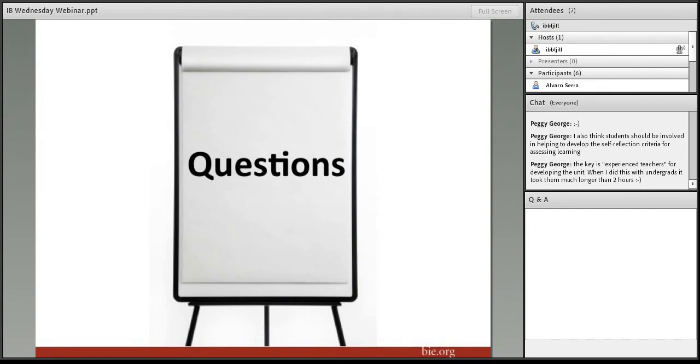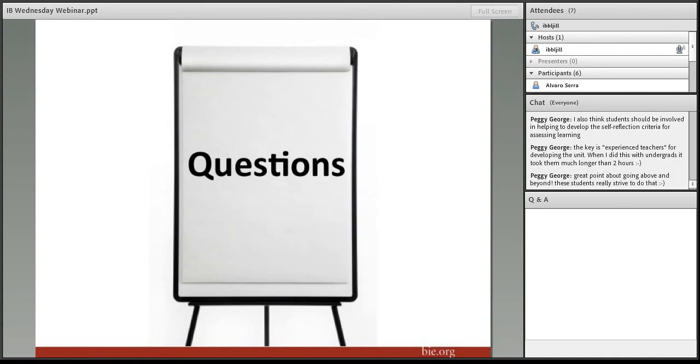So yes, alignment with Common Core, absolutely, as well as inviting them in. The key is experienced teachers for developing a unit, absolutely. Beginning teachers, as with undergrads, absolutely much longer than 2 hours, because they're still understanding how to move beyond a lesson plan, that point in time at that moment in the classroom, to really the big picture, what they want their students to walk away with over a long period of time.